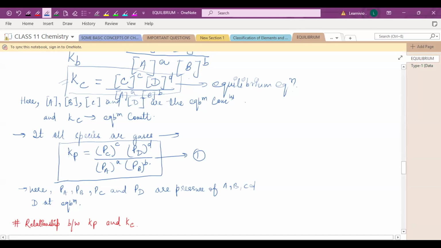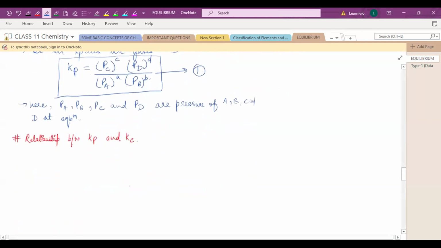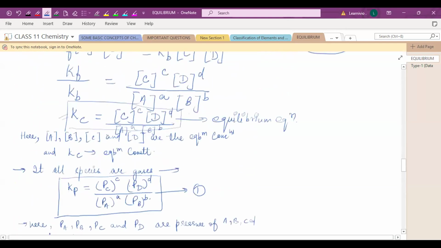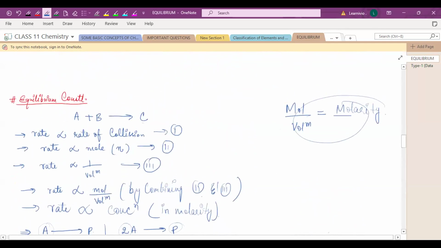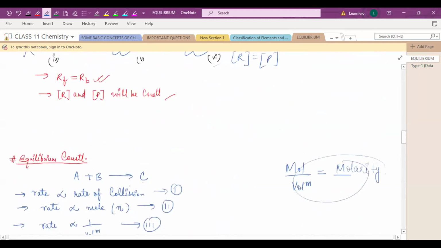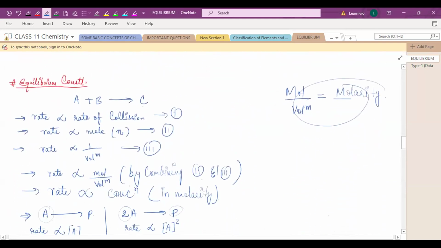And when all the species are gases, we will consider the pressure. Okay, and here Pa, Pb, Pc, and Pd all are pressures of A, B, C and D at equilibrium. Okay, but this is at equilibrium. Clear? Yes. Now you can write. Just try to write by yourself. You can also check from here, but try to just do it by yourself. Okay, from here you can write down the derivation.